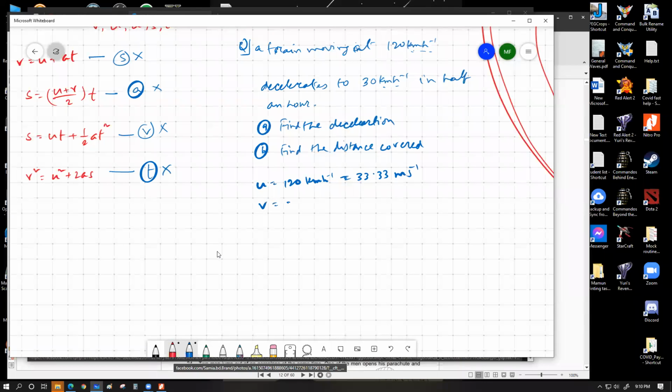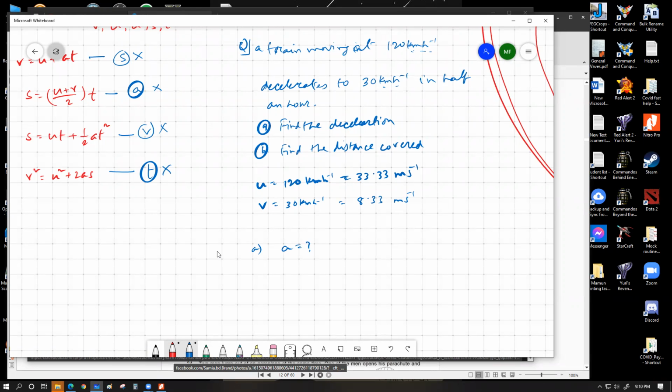And v over here is 30 kilometers per hour, which is actually 8.33 meters per second. So I'm going to keep these two things right over here. Now for the first question, they are asking us to find the acceleration. So in option choice A, the unknown is the acceleration.